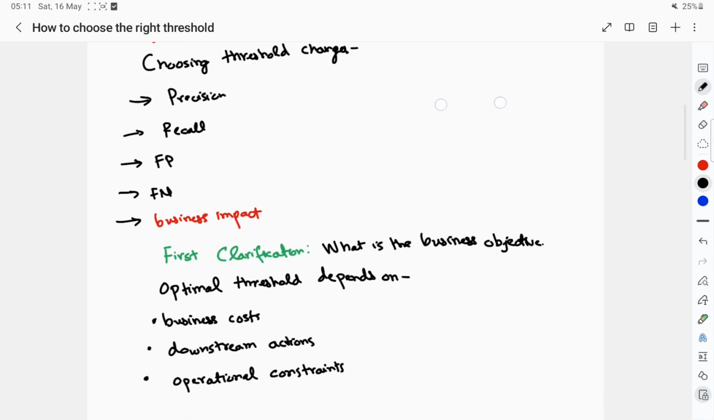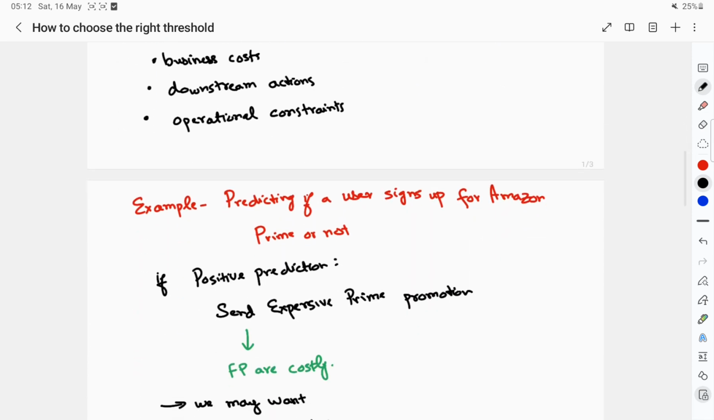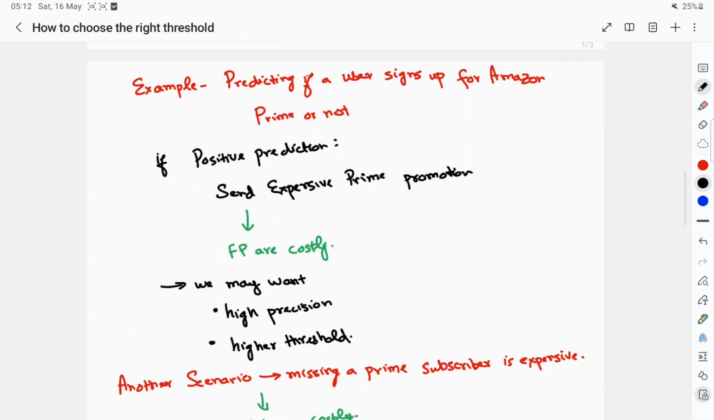So I think the first clarification that we should ask as a good interviewee is, what is the business objective? What are we trying to achieve here? Because the optimal threshold would depend on a lot of different factors, right? It could depend on the business cost, what are the downstream actions that we need to take basis this decision or basis the threshold, and then what are the operational constraints. These are some of the things that we need to keep in mind.